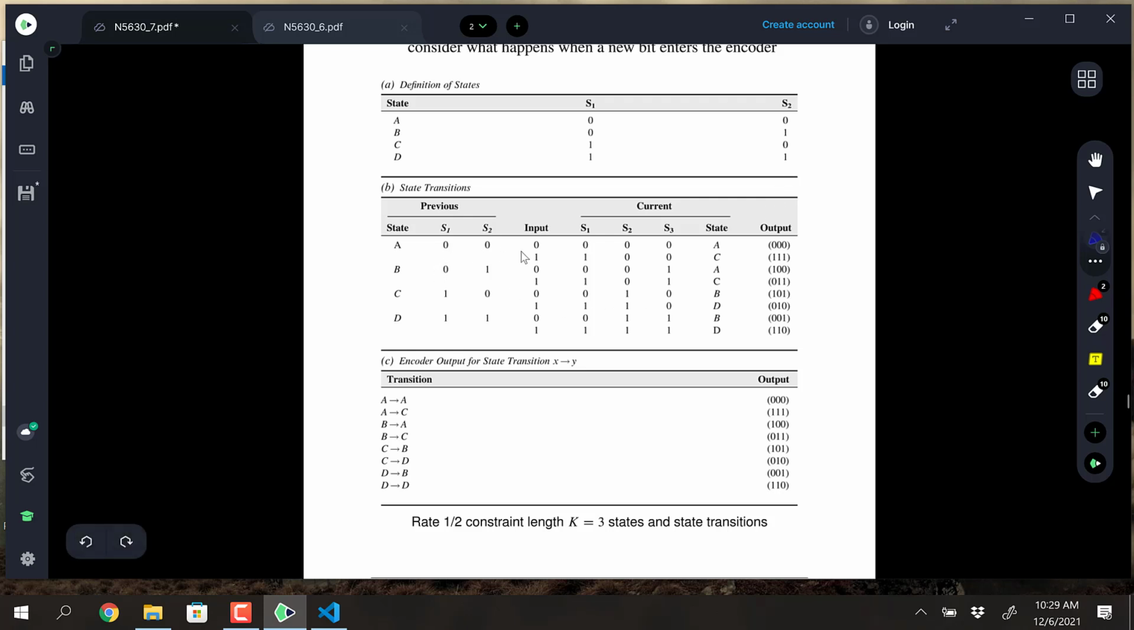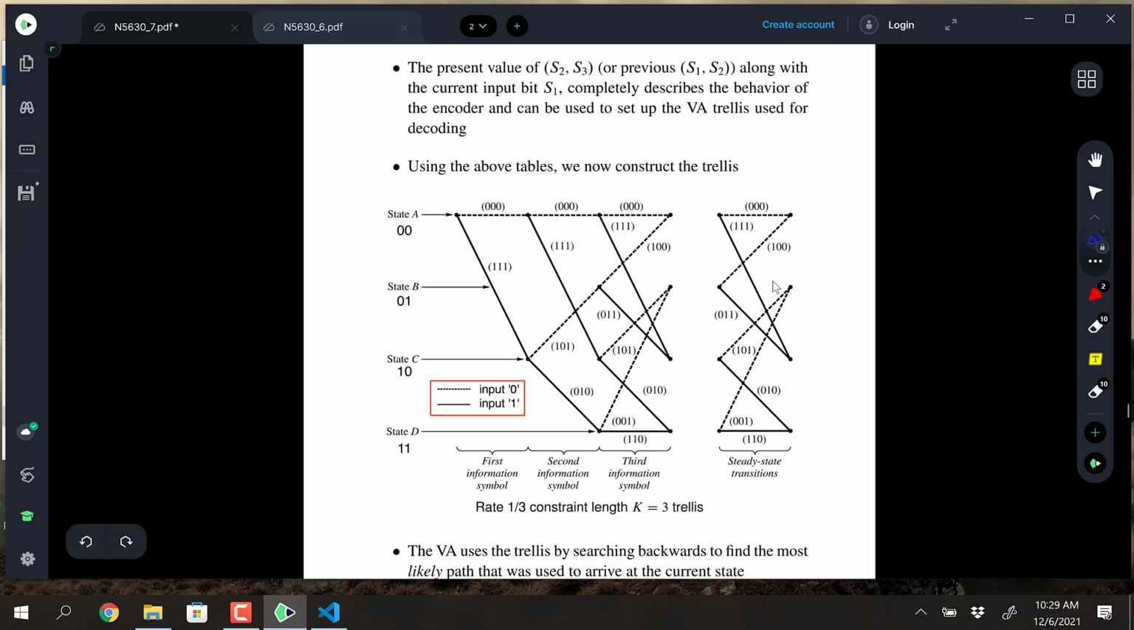So we look at the states, and then we look at the input as being a 0 or 1, and then we're looking at how it propagates through the rest of the states in the shift register, and then what the outputs are. So from that you can come up with putting all that information on a trellis, equivalent to just listing it in the table.